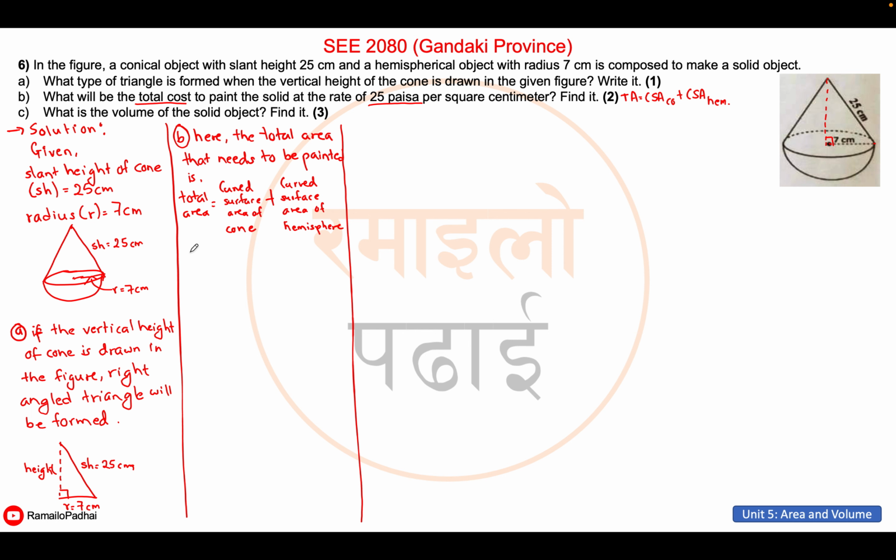Okay, so total area TA is equal to... what is the formula to find the total curved surface area of a cone? It is pi r s, where s means slant height, and the curved surface area of a hemisphere is 2 pi r square. Now putting in the values, pi is 22 upon 7, r is 7, s is 25, sorry, not 23, 25. Let's erase that and write it clearly.